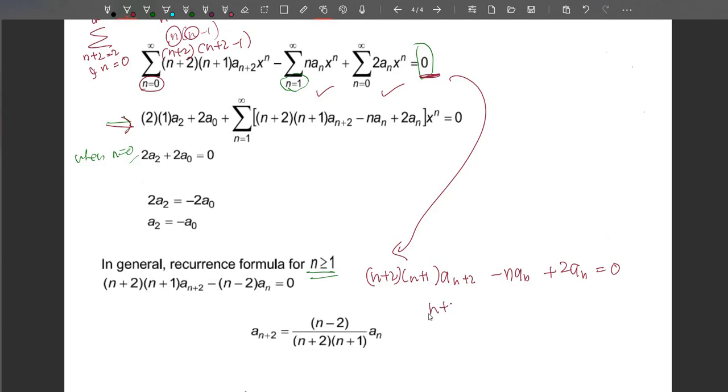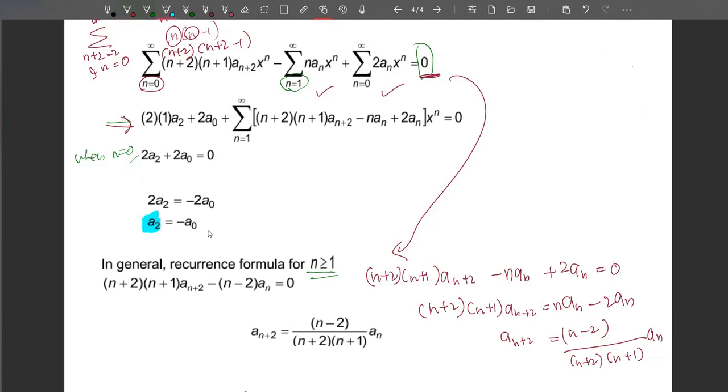And next, (n+2)(n+1)a_{n+2} is equal to (n-2)a_n. Okay, this one I have factorized. I think it's better for me to rewrite it first. n a_n - 2a_n, and then a_{n+2} is equal to (n-2) over (n+2)(n+1) a_n. Remember we need to leave the biggest coefficient on the left. That's why here we have a_{n+2}.